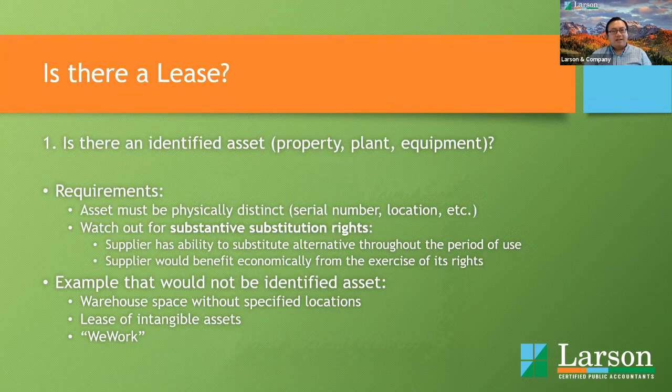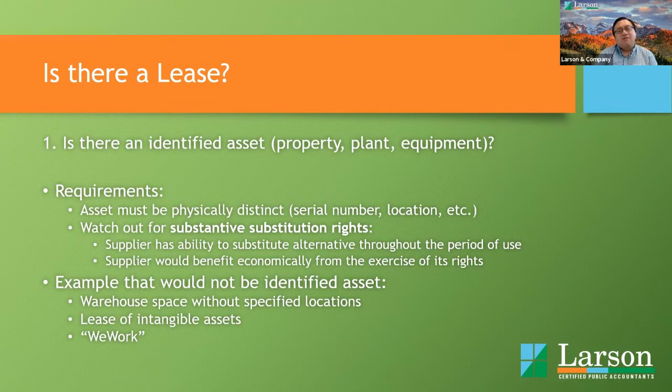First, is there an identified asset? As I mentioned earlier, intangible assets like patents or rights or licensing do not apply. Here it has to be physically distinct, so it has to be a tangible asset. Examples are things that have serial numbers, locations, something you can identify. If the agreement does not specify, then it may not be considered a lease.